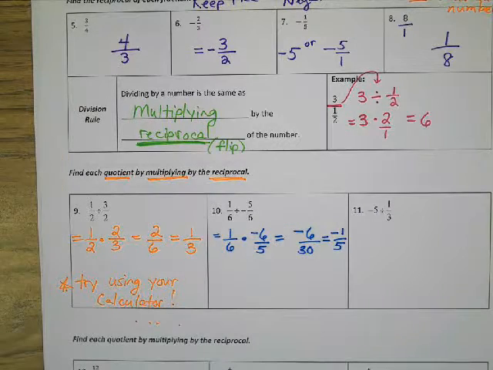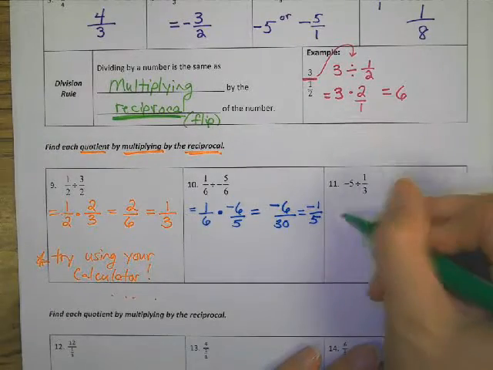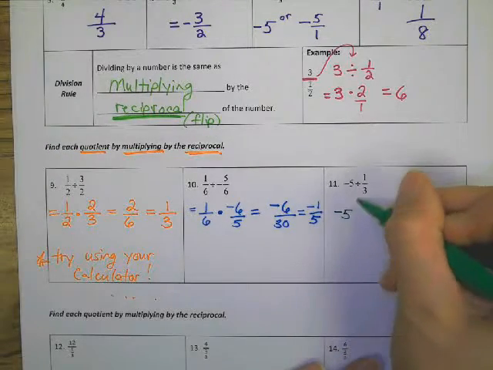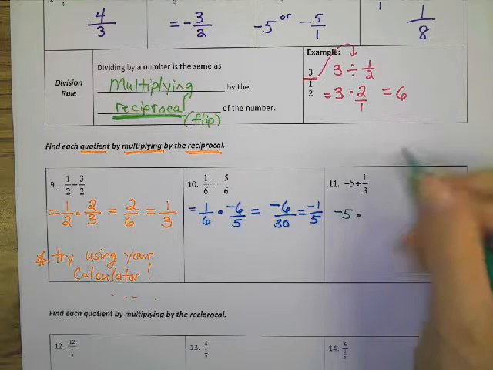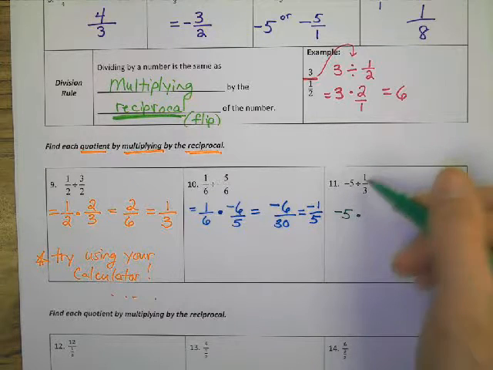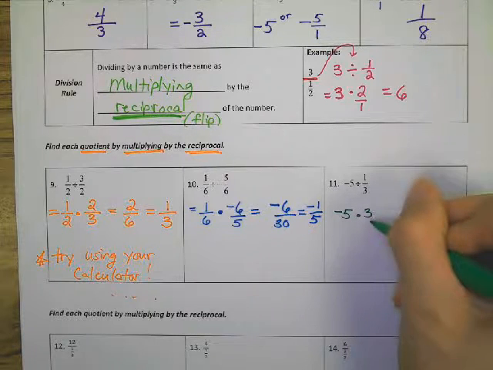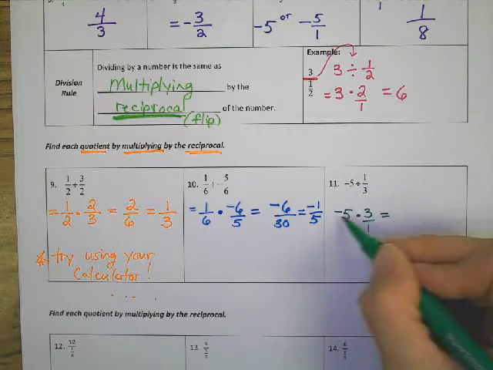Okay, number 11. The first number stays the same. The divide changes into times. 1/3 has to change. We have to flip that into 3 or 3/1. A positive times a negative makes a negative, and the answer is 15.